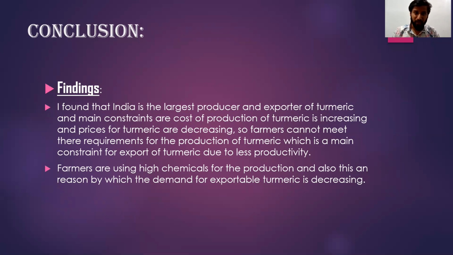I also found that farmers are using very high amounts of chemicals for production, and this is a major reason why the demand for exportable turmeric is decreasing. We are all aware of the COVID pandemic. Since then, everyone is eager and conscious to use various organic products to boost their immune system. So the export of organic turmeric should be increased.